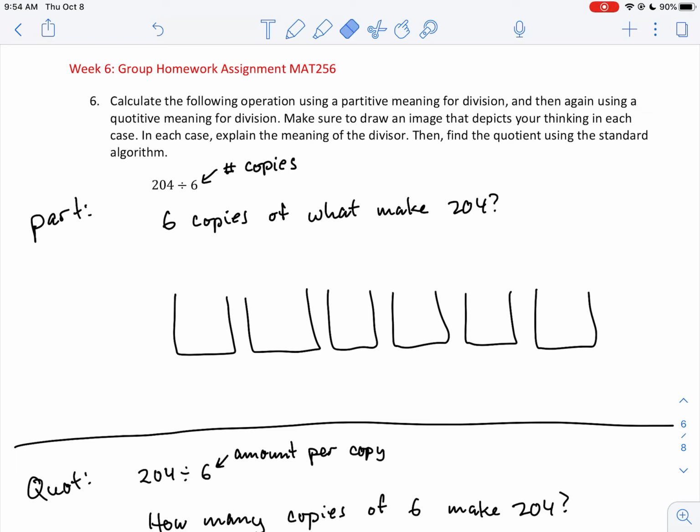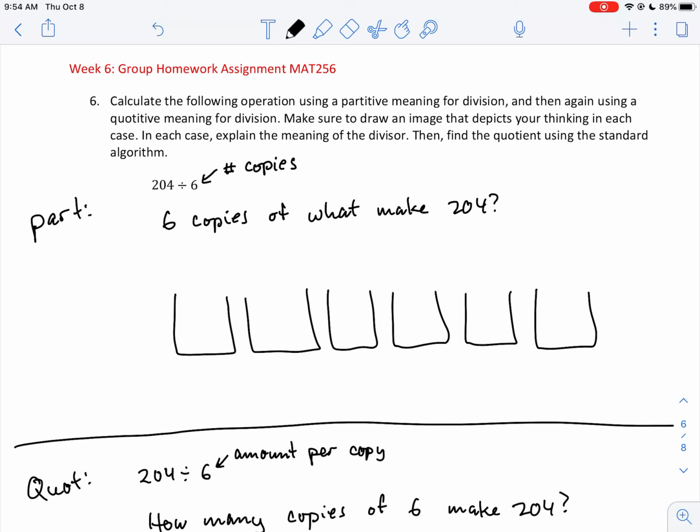So the number of copies is known, but what we're trying to figure out is the amount per stuff, which is the multiplicand. Partitive division is a missing multiplicand. It's when you divide the dividend by the number of copies. That's why it's called fair sharing, because you can think of each copy as being a child and you're trying to share 204 things with 6 children or something like that. So you have this fair sharing notion.